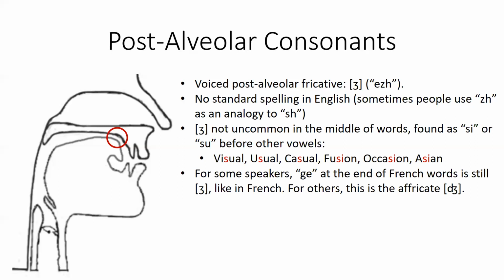And for some speakers like me, at the end of words, when you have a GE, some of those are zh, like in French. So I say garage, barrage, triage, massage. Some of you might say garage, barrage, triage, massage. I've never heard triage, but maybe some of you say that. So if I ask you for the last sound here, it depends on your accent. Some of you will say zh, and some of you will say j. We'll talk more about j in a moment.